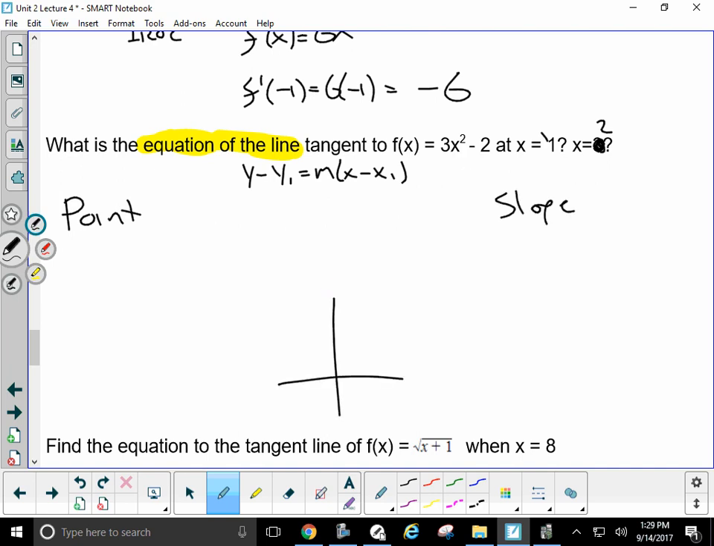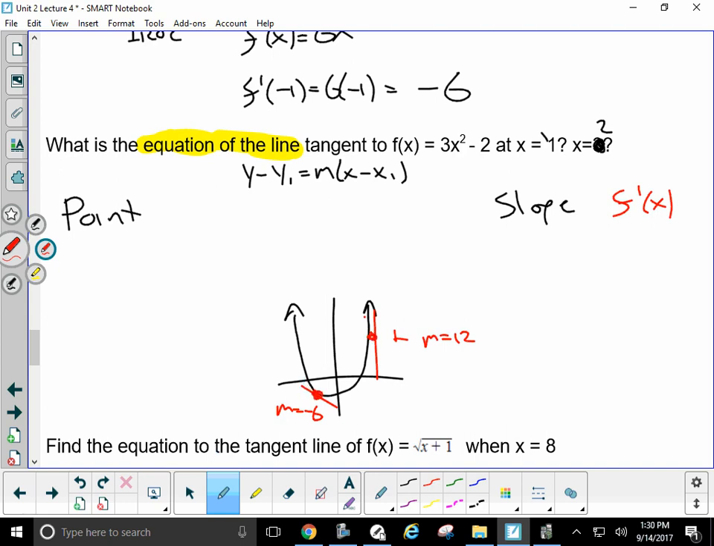Now let's think about this. We have this graph, 3x squared minus 2. At -1, we got that, and at 2, we got that. We know the slope of this already. We found the slope of this was 12, right? We found the slope of this was -6. That was using f prime. F prime gives us the slopes. But now I need the point.